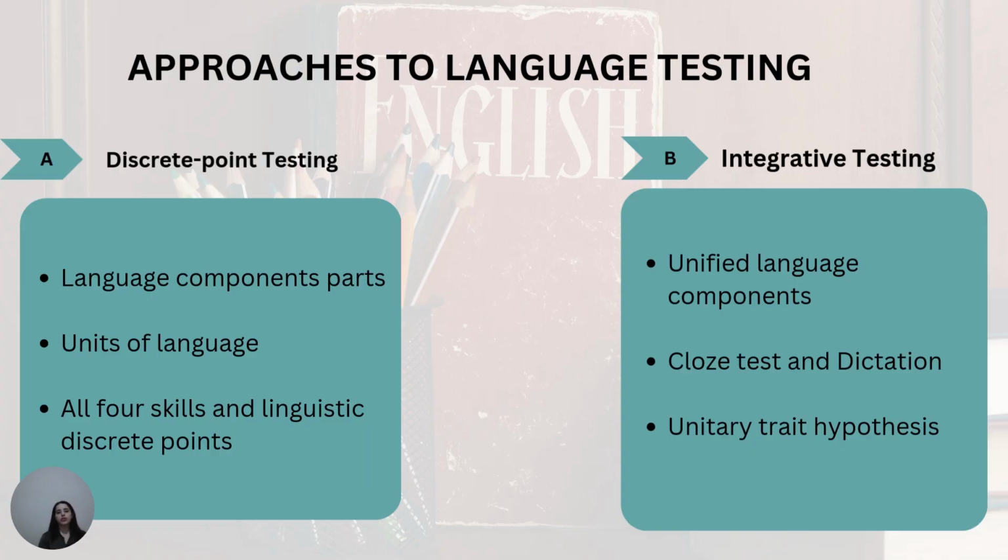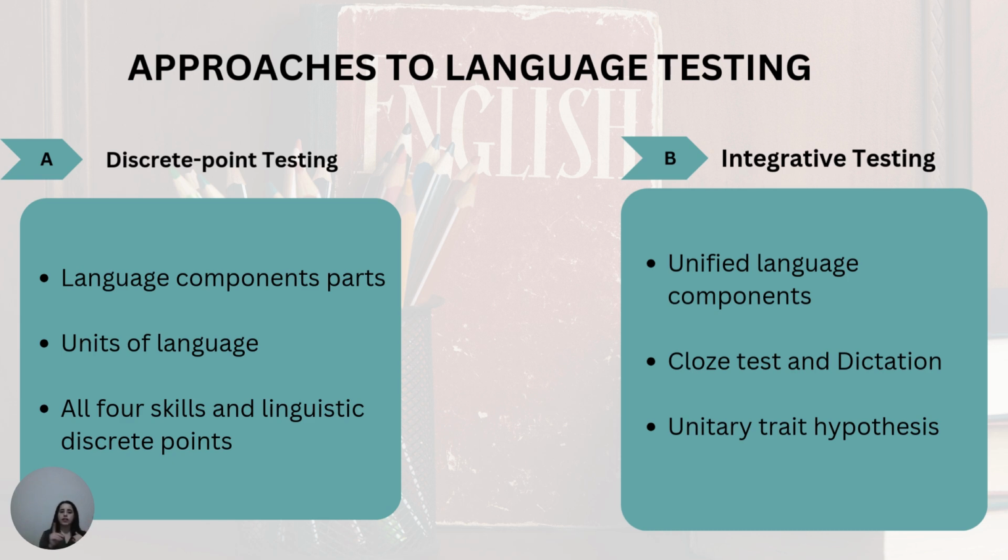And we have approaches to language testing, which are discrete and integrative ones. In the discrete point approach, they say that we have language components, parts like speaking, writing, reading, and then listening. We have four skills, and these skills can be tested separately. Okay, the word here is separately.